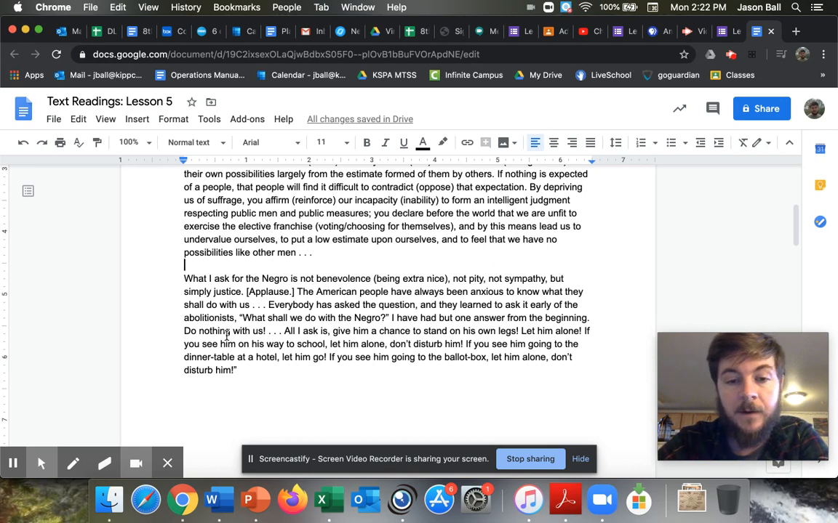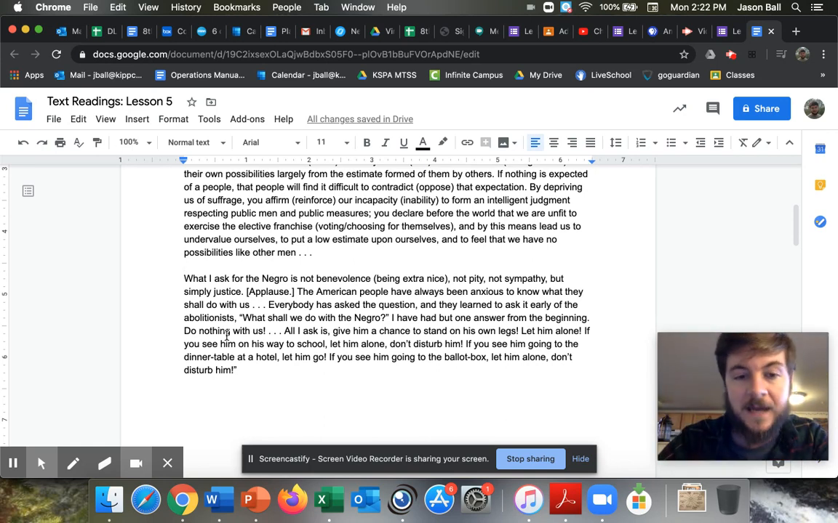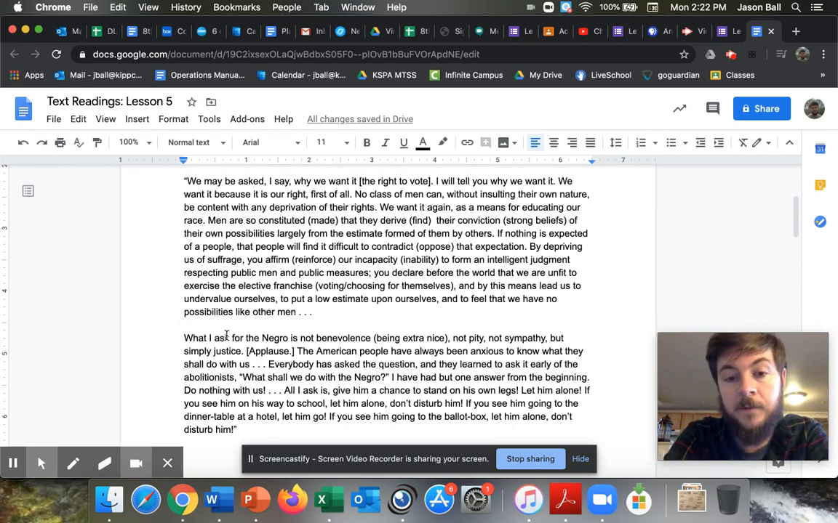And so if I were asking the question, what was Frederick Douglass's perspective on freed Blacks' rights after the Civil War? I would go back and look at the first paragraph, where he talks about the right to vote. That's what we want. His perspective is he wants the right to vote. And then he gives some evidence right here, where he says men are so constituted that they think of themselves the same way that other people think of them. If you deny us the right to vote, then you declare before the world that we are unfit to exercise the elective franchise. And essentially it's going to make people continue to think racist things about us if we're not allowed to make decisions about our lives.